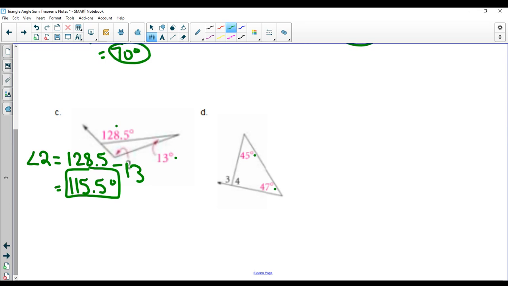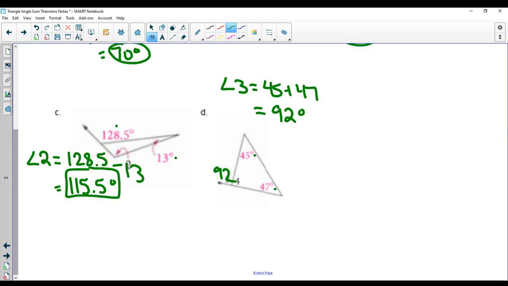We were given 45 and 47. Those are both inside my triangle. Those are my remote interior angles, so I know that when I add these two up, they should give me this angle 3 on the outside. Remember, I'm using the exterior angle theorem. Angle 3, which is my exterior angle, is supposed to equal 45 plus 47. Let's see if I can do this in my head. 40 plus 40 is 80. 5 plus 7 is 12, so 80 plus 12 gives me 92 degrees. So this one out here is 92.